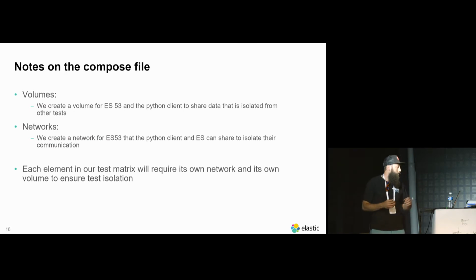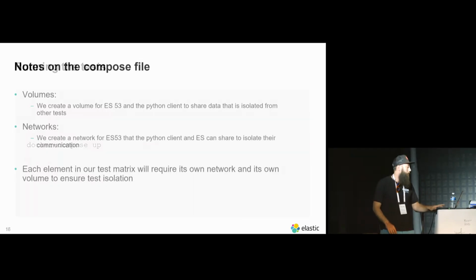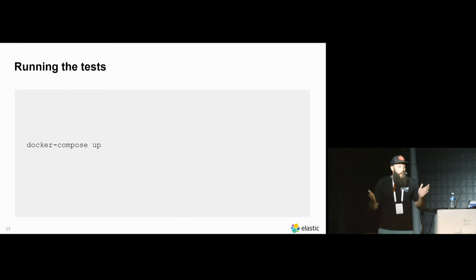So I guess I gave you the notes on the Compose file already. We want to be able to isolate a particular element in our test matrix so that we don't have any cross-contamination between other containers running at the same time. And what this means is that our tests become really simple to run. It's just a simple docker-compose up. This will start all the containers at the same time, it'll get everything running, and then the tests will just start running on their own.